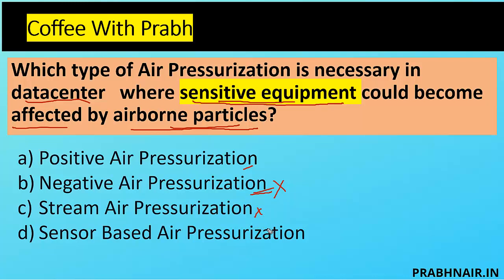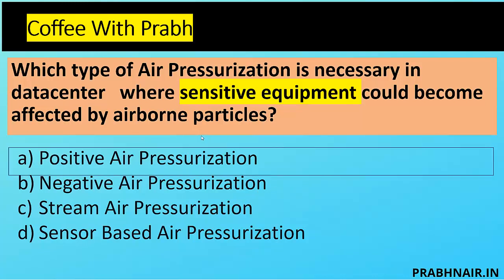There's nothing called a stream air, and sensor based is more about detecting. So it doesn't basically try to protect. So the only option left is the positive air pressurization, which is all about escaping the air through the doors or other openings, which we want in a data center. That is called a positive air pressurization.